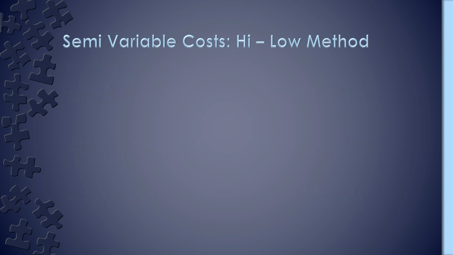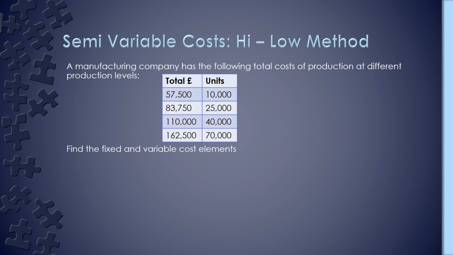So let's work through an example then of the High-Low method. A manufacturing company has the following total costs of production at different production levels. So we're given all of our production levels and how much at each of those levels our total cost is. So at 10,000 units produced, we pay £57,500. At 25,000 units, we go up to 83,750, and so on.